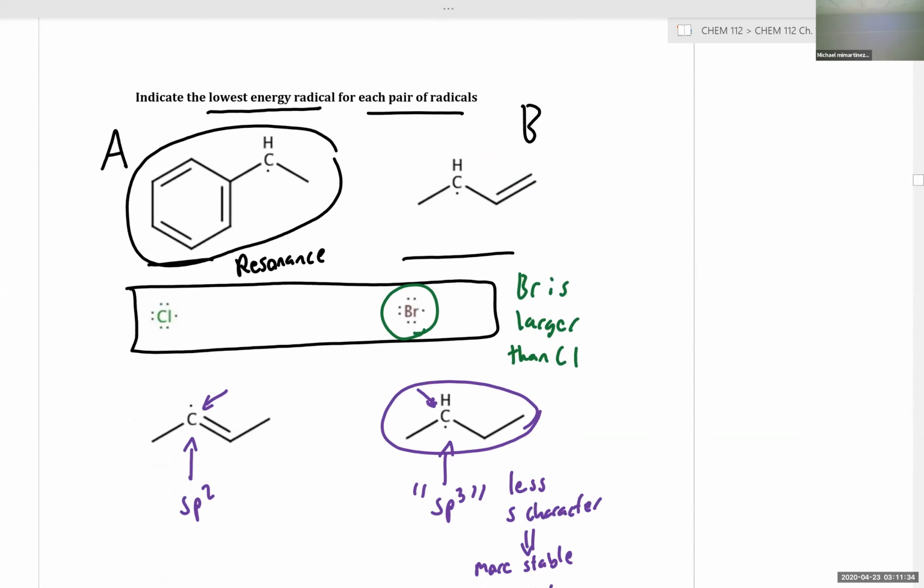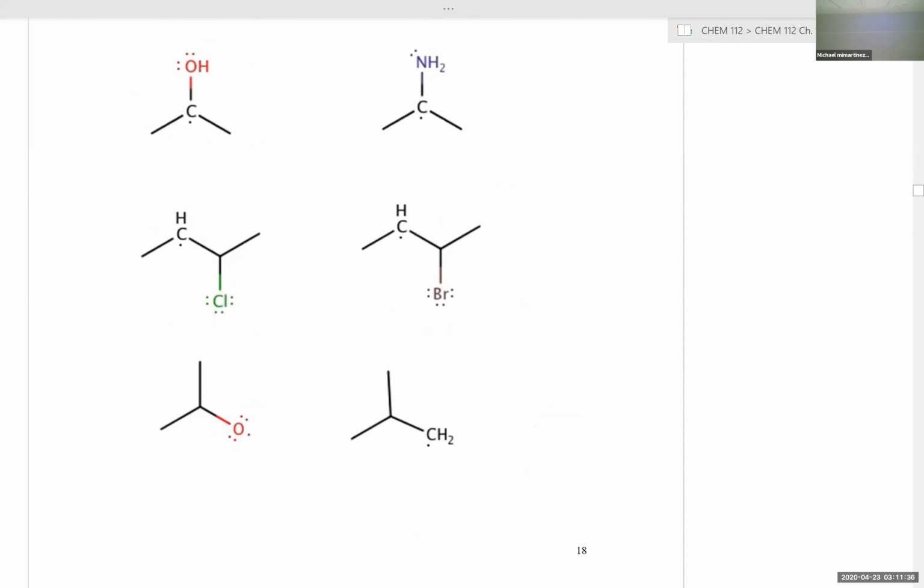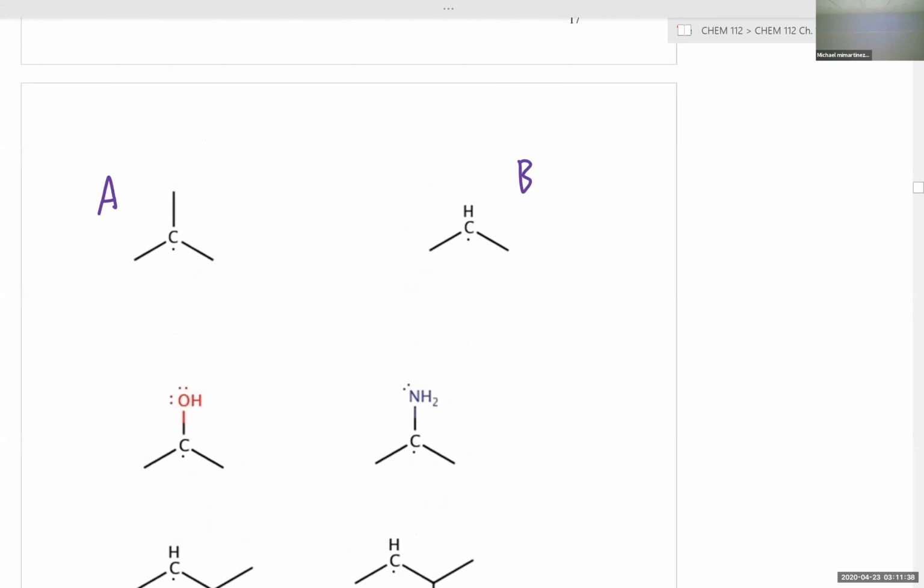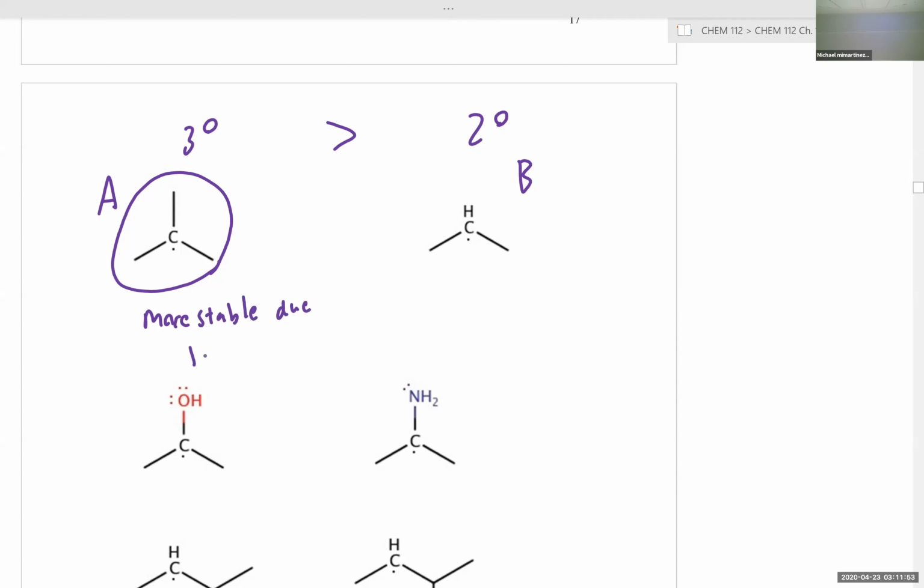Yep, we are asked to identify the lowest energy radical, and everyone's correct in noting that it's A. If we compare tertiary to secondary, the tertiary is more stable, due to hyperconjugation.